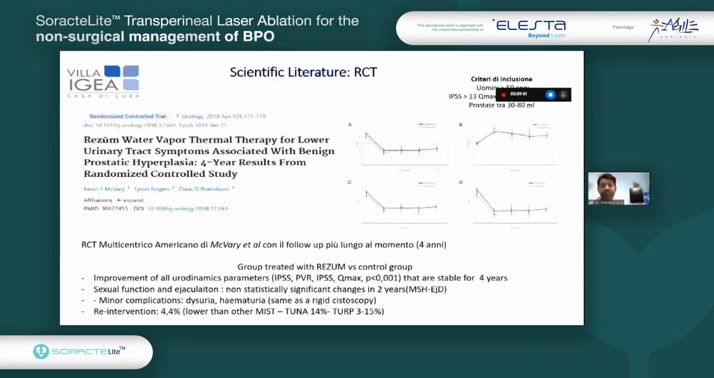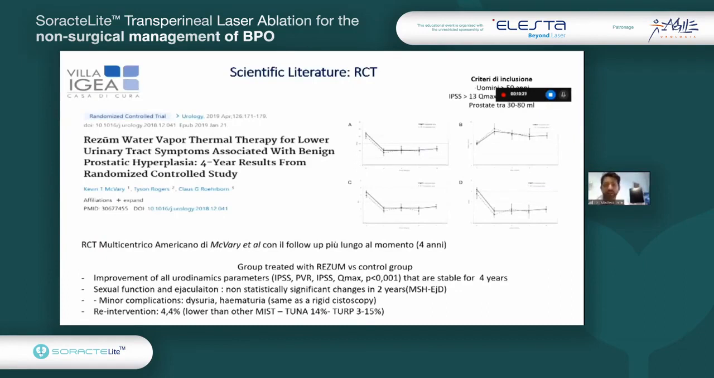Let's talk about scientific literature. So far, to the best of our knowledge, this is the RCT with the longest follow-up, which is about 4 years. This was done by McVeary from Chicago, and you see this is an RCT with a treated group versus a control group. There are improvements in all the urodynamic parameters, and these improvements stay stable for 4 years. The reintervention is about 4% in 4 years, which is quite low.